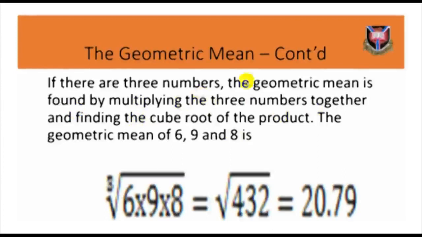If there are three numbers, the geometric mean is found by multiplying the three numbers together and finding the cube root of the product. The geometric mean for 6, 9, and 8, for example, is the cube root of 6 times 9 times 8, which will give us the cube root of 432, which is equal to 20.79.